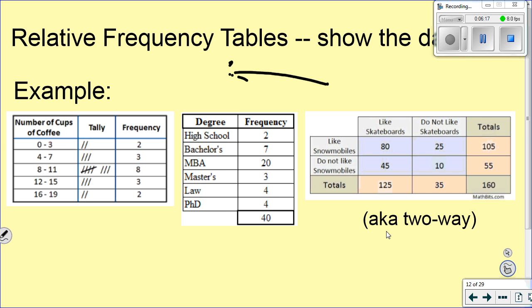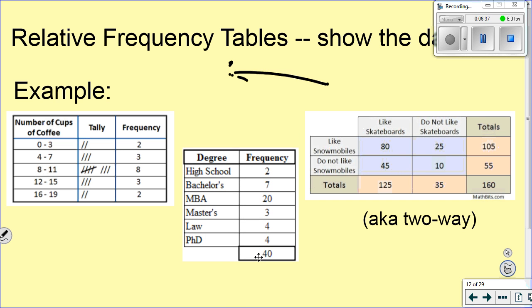In the middle, we just have a very simple relative frequency table. Highest degree high school, 2 people. Highest degree is a bachelor's, 7 people. Highest degree MBA, 20 people, and so on. Pay attention, please, to this value down here where it says 40. That's my total frequency. In other words, that's how many people I surveyed all together, and that's going to come in really handy when we make our graphs.